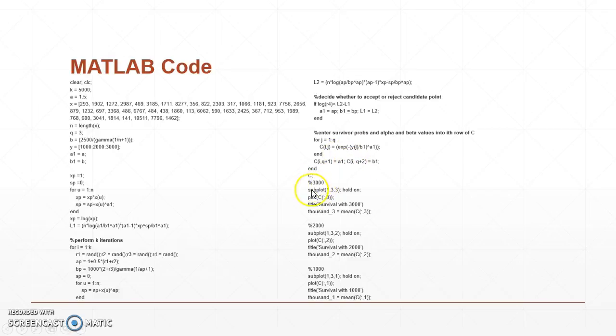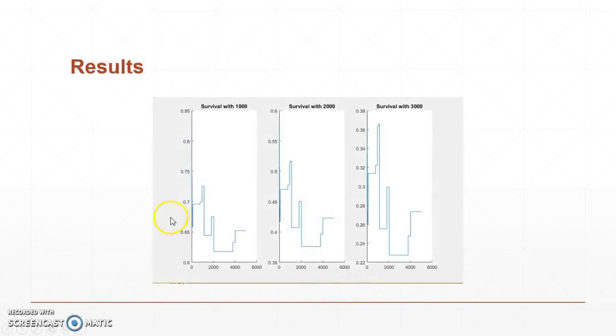We can then look at plots of what that looks like. We've developed three subplots. The first one is for 3,000 hours, which is the mean of that third row that we put into C. The next one is for 2,000 hours, which is the mean of the second row we put into C, and so on. 1,000 hours is the mean of the first row that we put in. Once we run this code in MATLAB, we're able to see a graph.